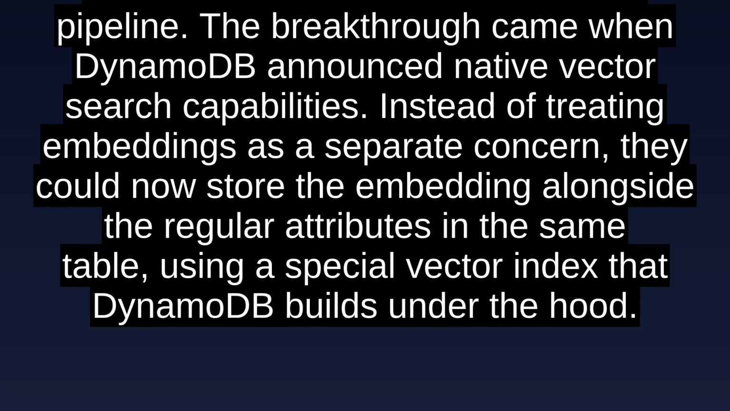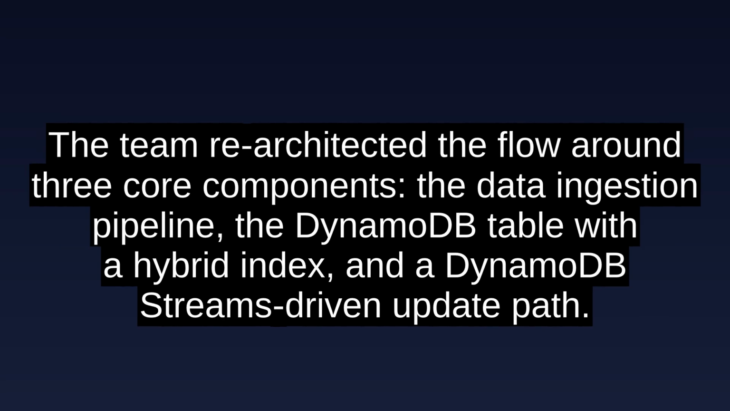The breakthrough came when DynamoDB announced native vector search capabilities. Instead of treating embeddings as a separate concern, they could now store the embedding alongside the regular attributes in the same table, using a special vector index that DynamoDB builds under the hood. The team re-architected the flow around three core components: the data ingestion pipeline, the DynamoDB table with a hybrid index, and a DynamoDB Streams-driven update path.